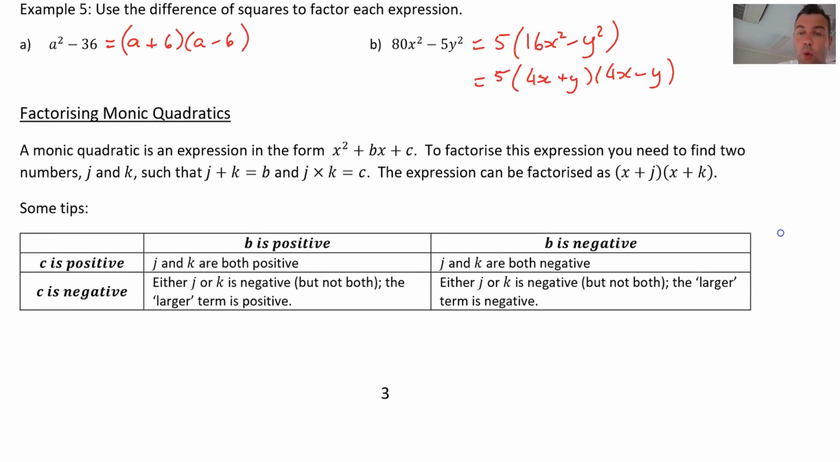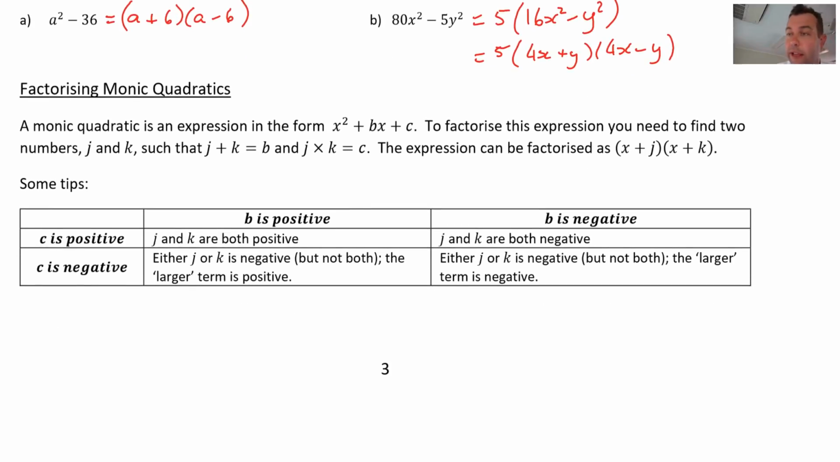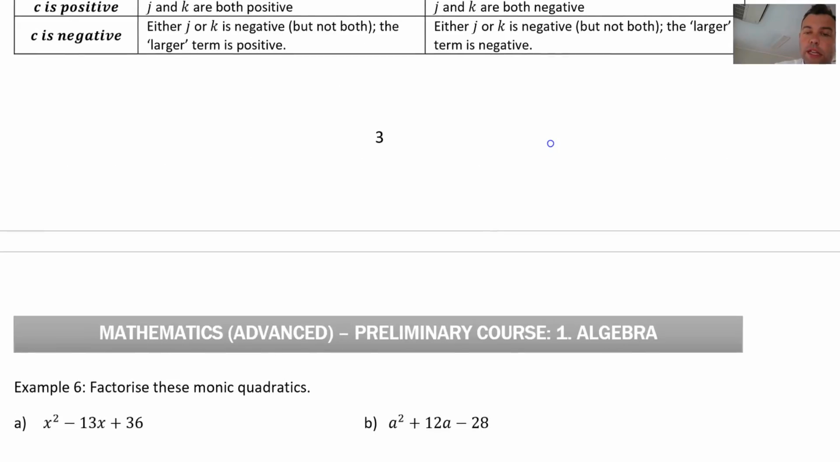Now, monic quadratics. Right? Quadratic has a squared term in it. Takes this form here. Monic meaning it's not 2x squared or 3x squared or 4x squared or negative x squared. It is an x squared. The coefficient of the squared term is 1. Right, there's some rules there. Read through those. Let's have a look and see how these are done.